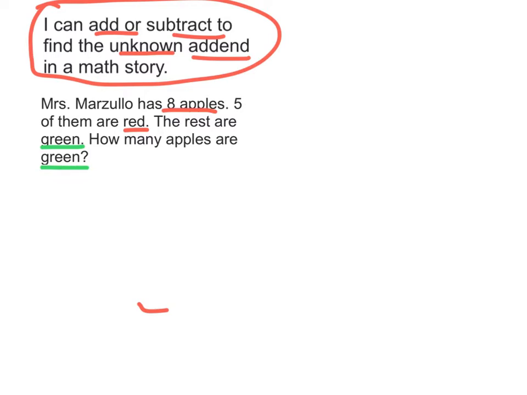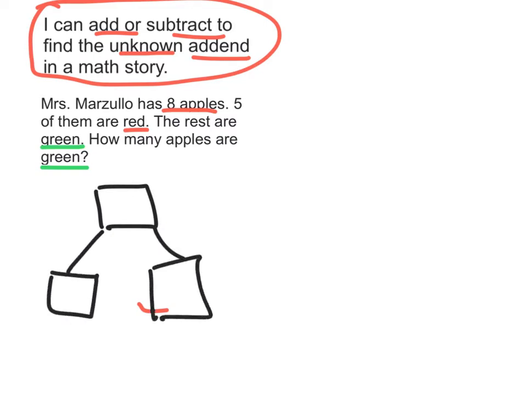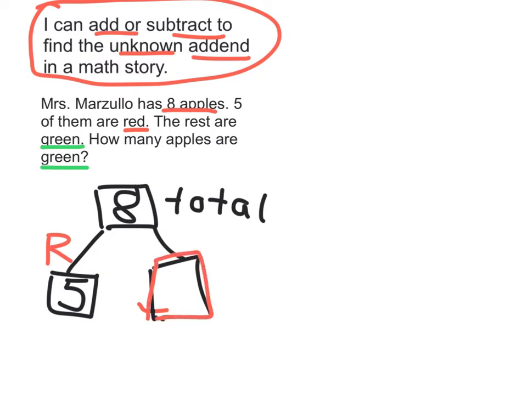So I need to find out the unknown, which would be how many apples are green. So the first thing I'm going to do is make a number bond. And I know that there's 8 apples. That's my total. That's my big number. And I know that 5 of them are red. So 5 is going to go here, and I'm going to put an R, red, there for red. That's how many are red. So right here is my unknown, my other part of 8 that is going to be green.